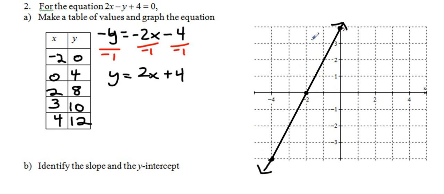And I should label 2 points. So I've got the point -2, 0. And I could label the point 0, 4 as well. And I know my equation. My equation is y equals 2x plus 4. Or I could have put in the original equation up here.